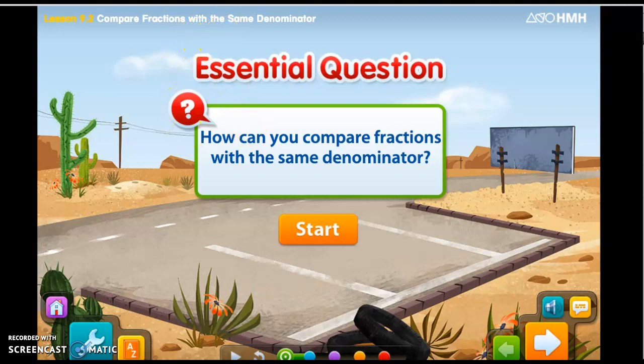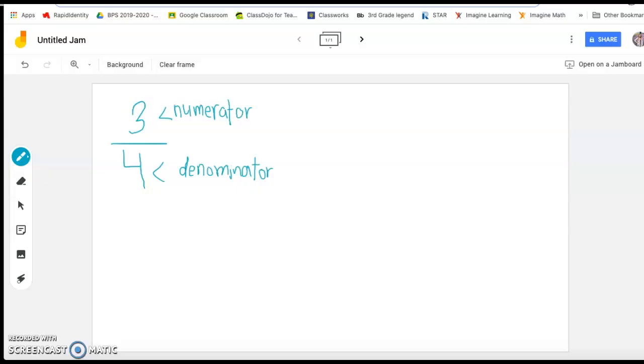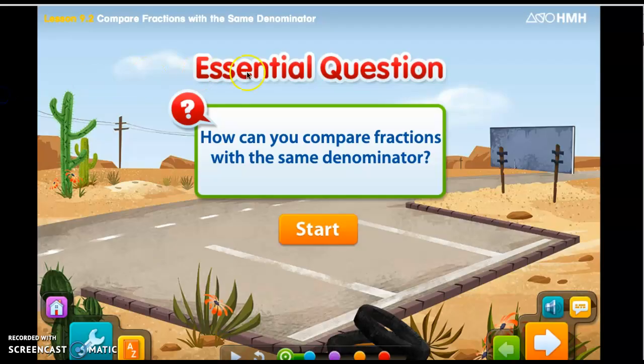Before we begin, I do want to review what a denominator is. We are looking at a fraction right here, 3 over 4, 3/4. Your numerator is always the number on top. It's 3 in this fraction. Your denominator is always the number on the bottom, 4, all right? So in this lesson, we are talking about how we can compare fractions with the same denominator. Okay, so let's begin.